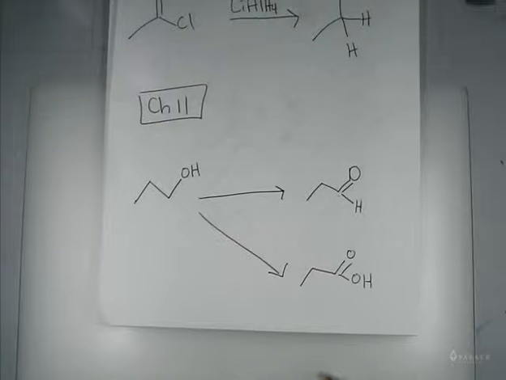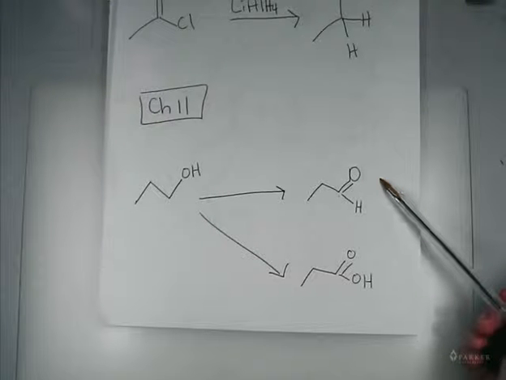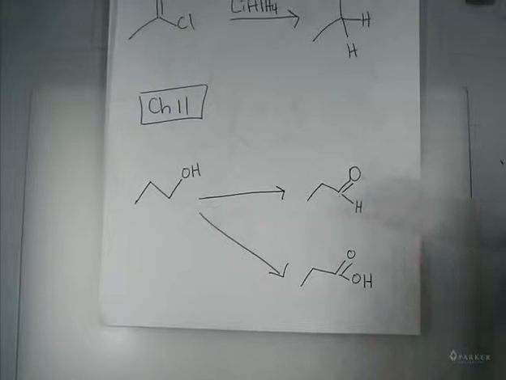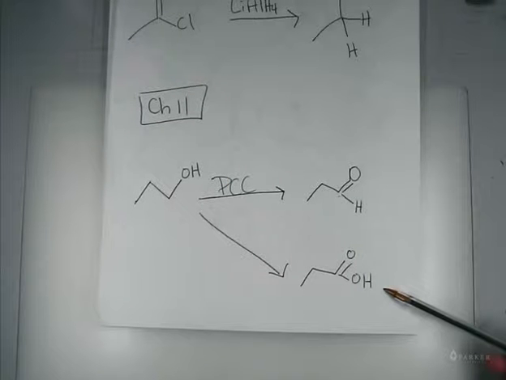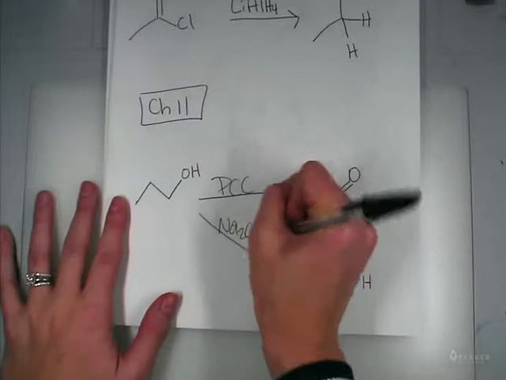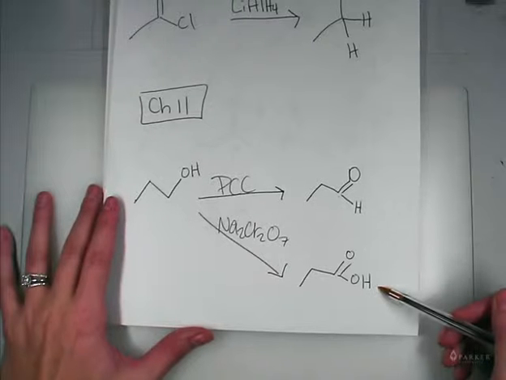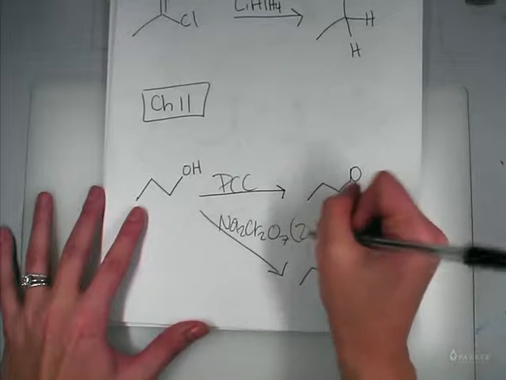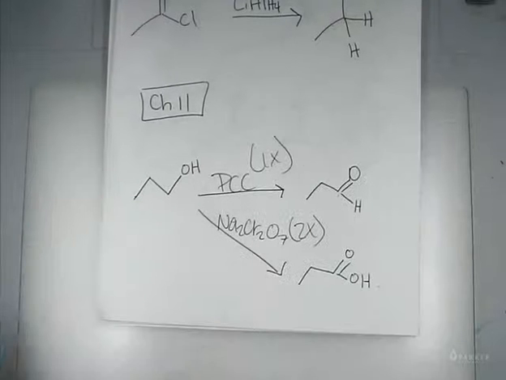Okay, what would you put on this? PCC, because how many times do we want to oxidize this one? One time here, so PCC. And then how do we go to here? Na2Cr2O7. Because how many times do we oxidize this one? Twice. So anytime you want to oxidize two times, always use this one. Anytime you want to oxidize one time, use the top one.